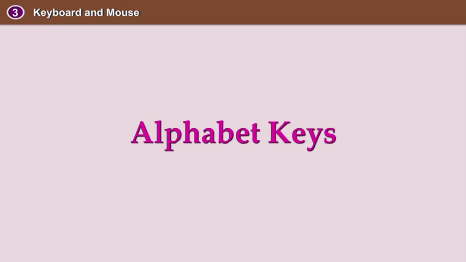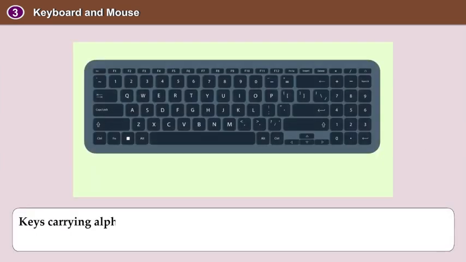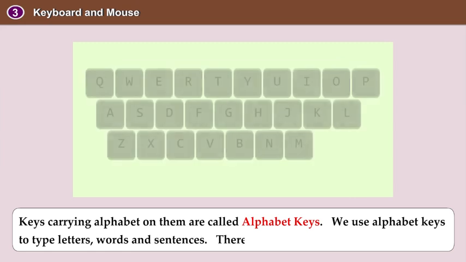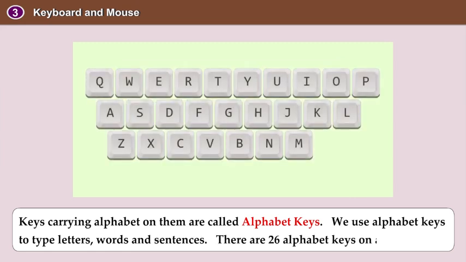Alphabet keys. Keys carrying alphabet on them are called alphabet keys. We use alphabet keys to type letters, words, and sentences. There are 26 alphabet keys on a keyboard.